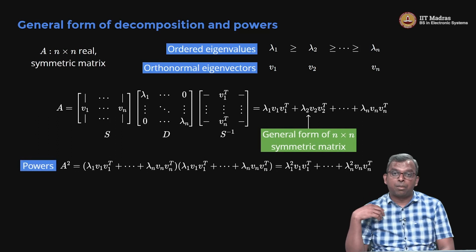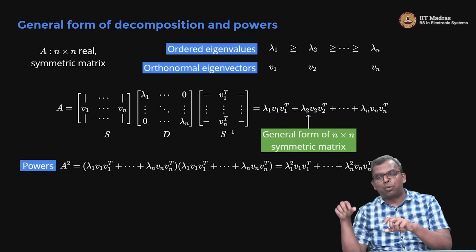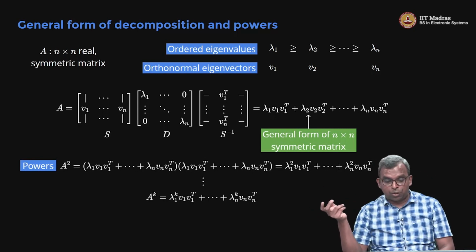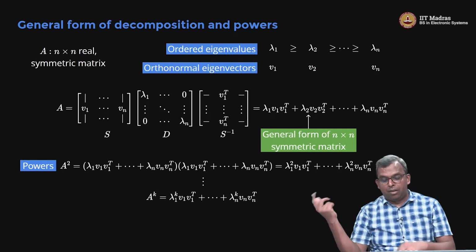Now, this also tells you something about powers. Powers are very, very easy again because the cross terms vanish. A squared will simply be lambda 1 squared V1 V1 transpose up to lambda n squared Vn Vn transpose, and that way any A power k is also just lambda 1 power k V1 V1 transpose up to lambda n power k Vn Vn transpose.